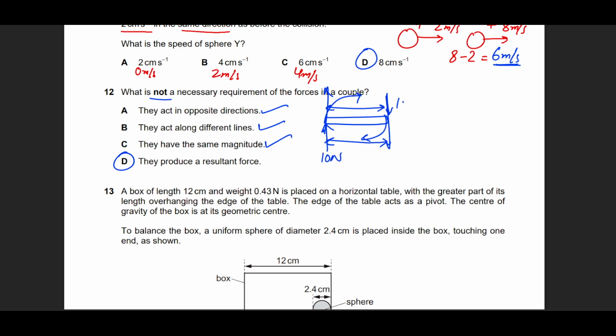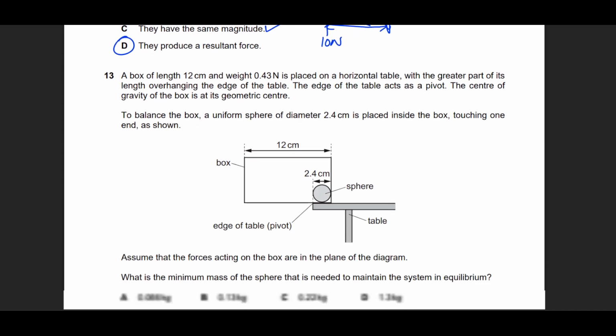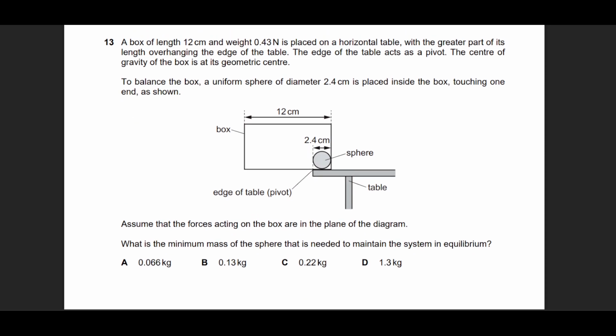If this is 10 Newtons, this should also be 10 Newtons. This is the underlying condition for torque for a couple of forces. Question number 13. A bit tricky, but let's go ahead with this.